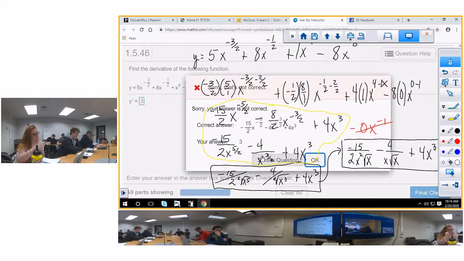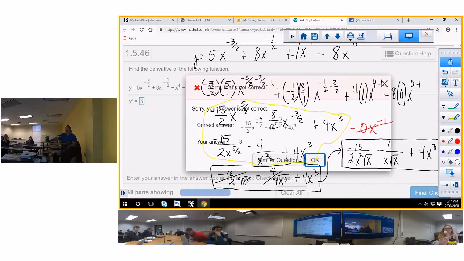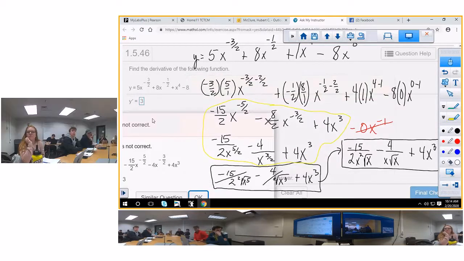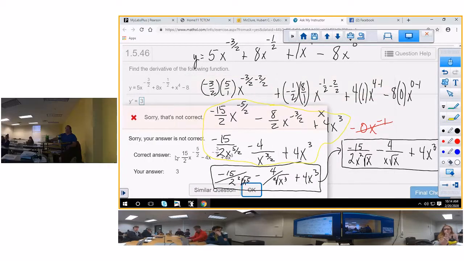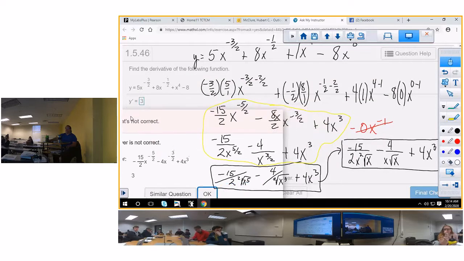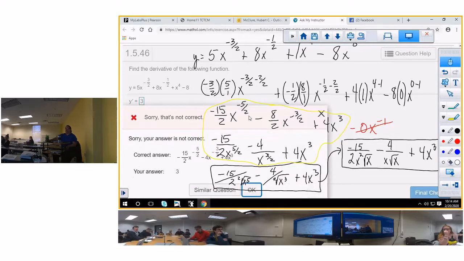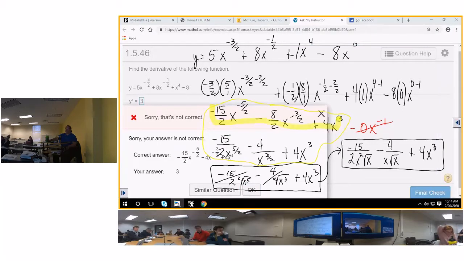All right, see what they got. Negative 15x minus 5 halves. They got this part right here. So I'll highlight this for y'all because that's the answer. I kind of figured they would pick one of these 2.